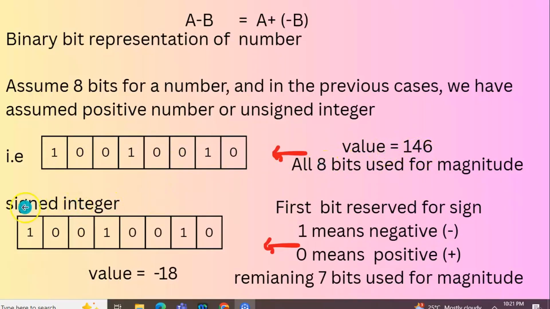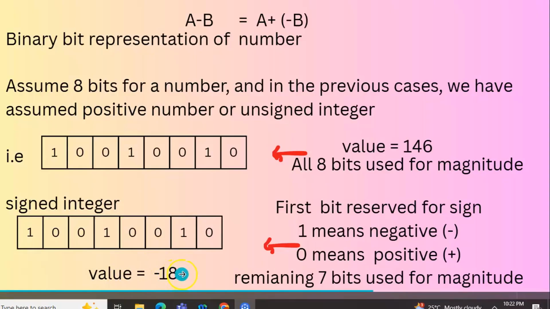But when we talk about a signed integer, the difference is that the first bit is always reserved for the sign. That means 1 in this place represents a negative number, and 0 in this place represents a positive number. The remaining 7 bits are used for magnitude, and the first bit is always reserved for storing the sign of the number. That is the case of a signed integer. So for the signed integer, the decimal value will be minus 18.